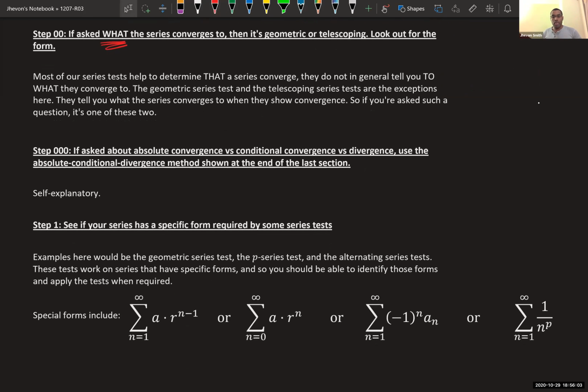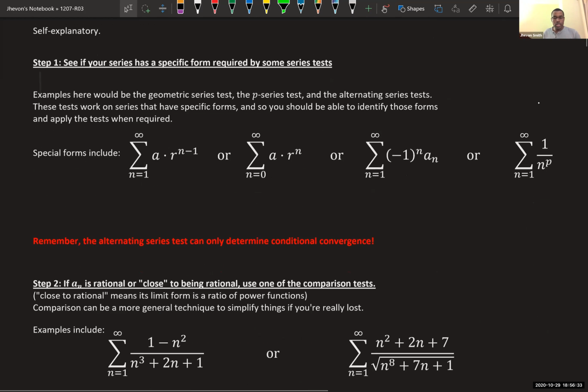Step 000. If I ask you about absolute versus conditional convergence, you need to use the method that I told you at the end of the last section, right? So we're still doing series tests, but you're doing it within this structure. Test for divergence, test absolute convergence, test conditional convergence. You stop whenever you can make a conclusion, right? So those are just the preliminaries, right? These are the first 3 things you always think about. The next few steps are in no particular order. It just depends on what the series looks like.